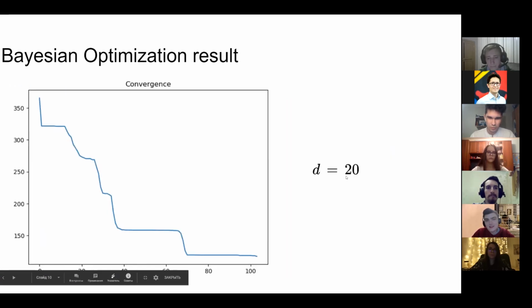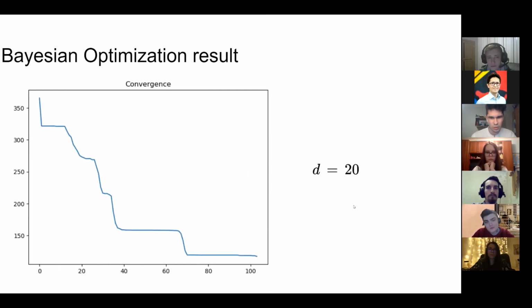And what if we increase dimensions to 20? As we can see, it does not converge normally. It finds some local minimum, I guess, and it doesn't go to zero, convergence, I mean. So I think that's all.